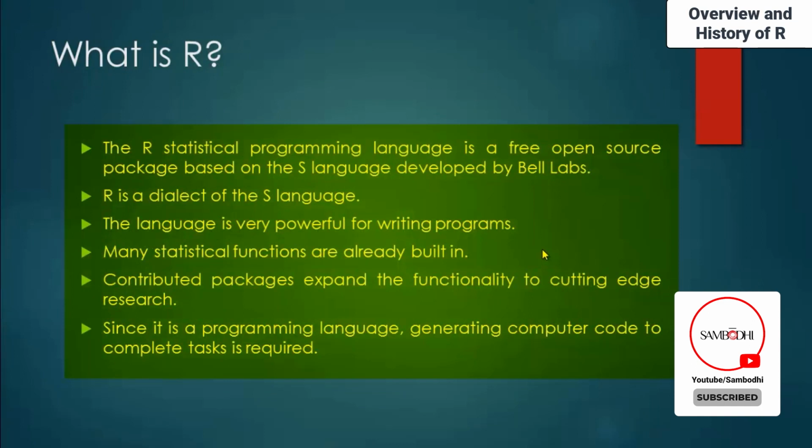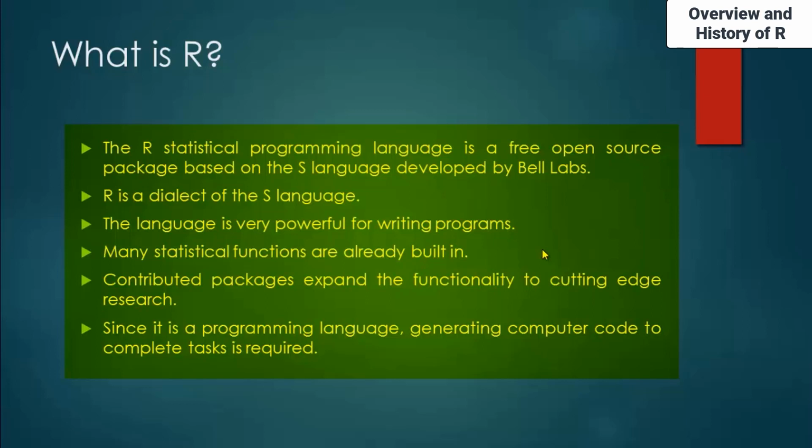What is R? This is a statistical programming language, an open source package based on the S language developed by Bell Laboratories in the United States. It is actually a dialect of the S language. This is a very powerful language for writing programs that can be used anywhere, compared to C programming and C++, and it has a lot of analytical and statistical capabilities inbuilt.